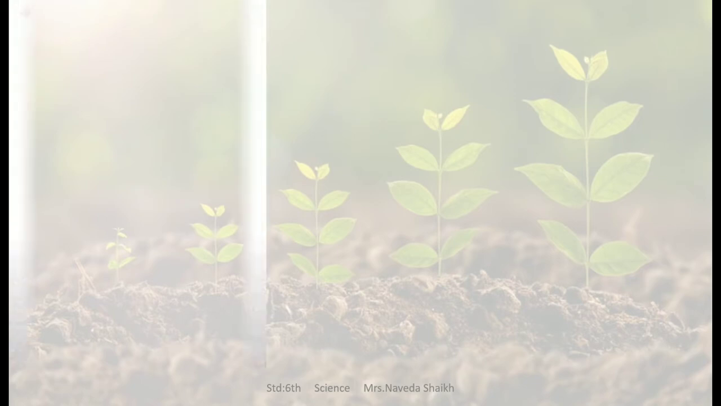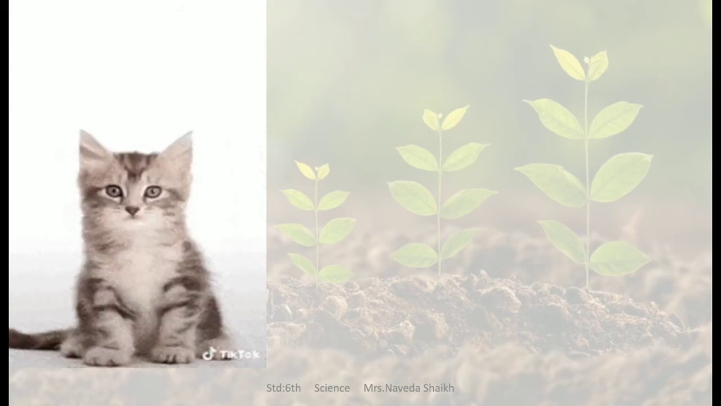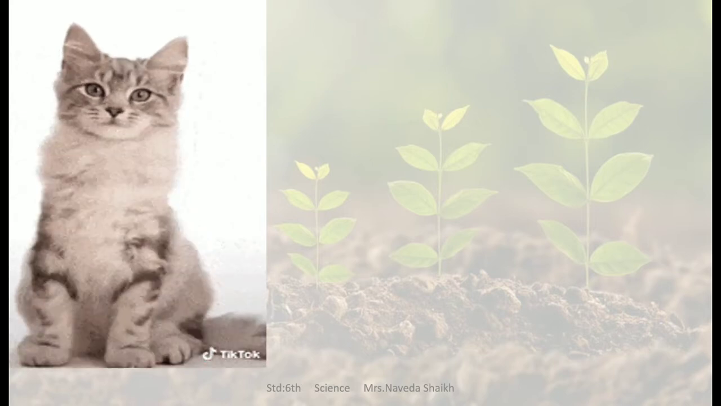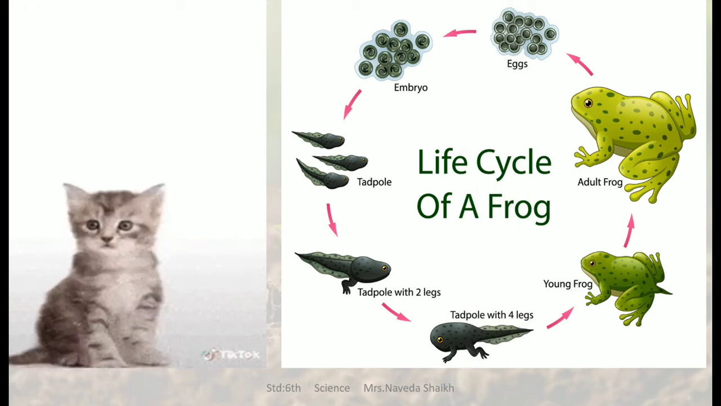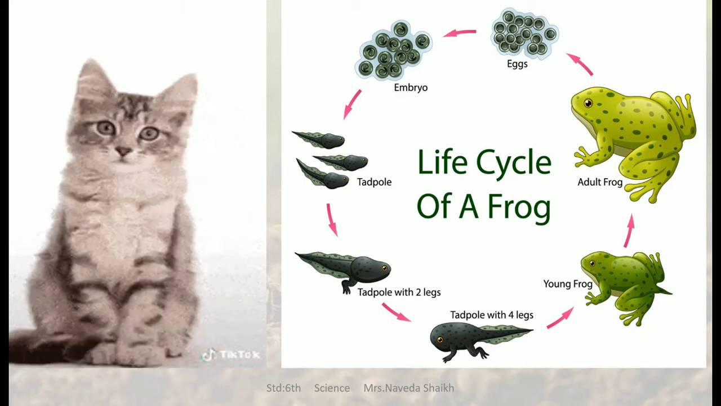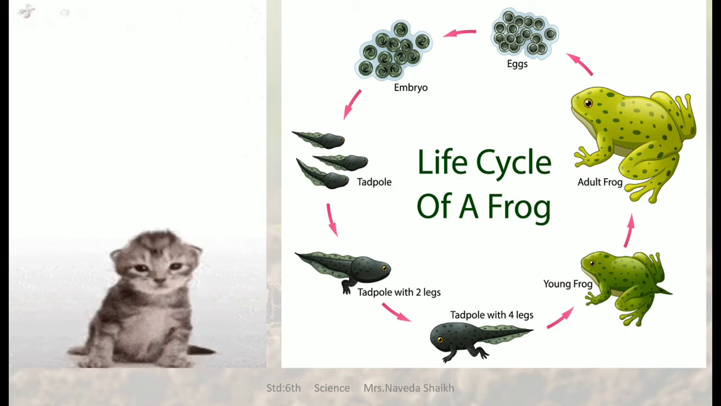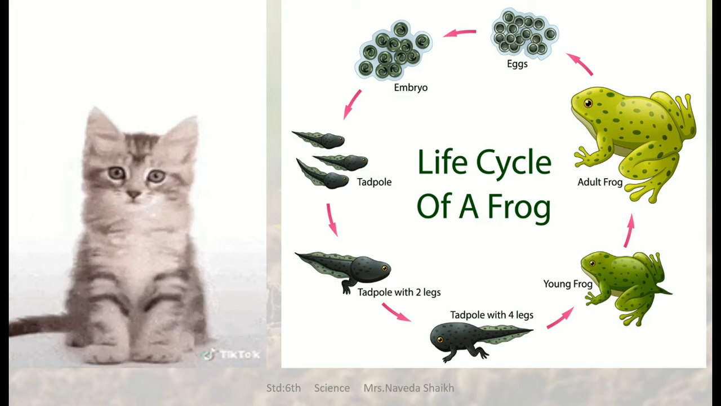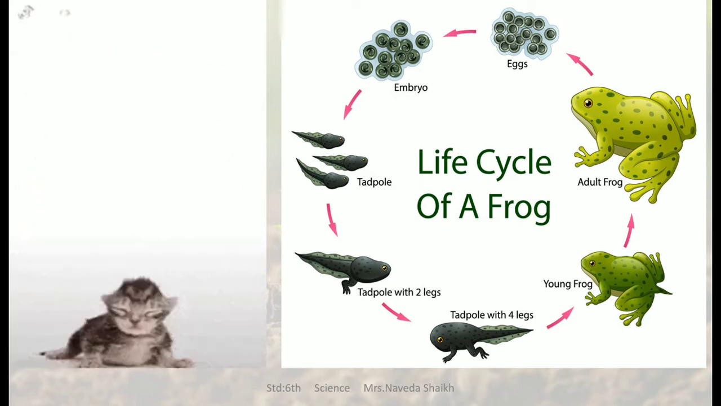Here you can see a small kitten which is now growing up, and you can see it is getting converted into a big cat. So all living things, whether small or big, have this characteristic. If they are living things, they will have growth. Same way here, a frog lays eggs, and from the egg it turns into tadpoles. These tadpoles have two legs, and then after a few months they become tadpoles with four legs, and then after a few weeks they turn into frogs. So this is how the growth in frogs takes place. Each and every living organism on our planet has this characteristic, that is growth.